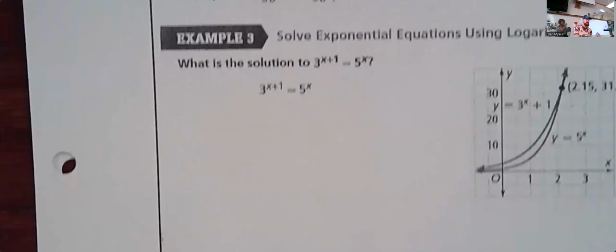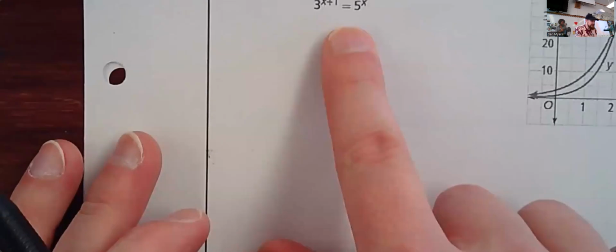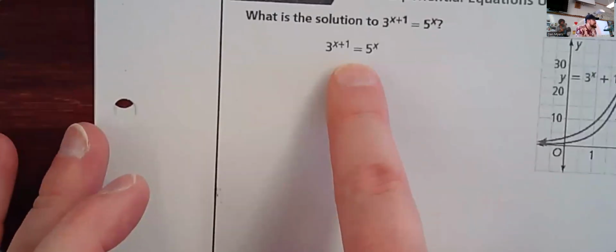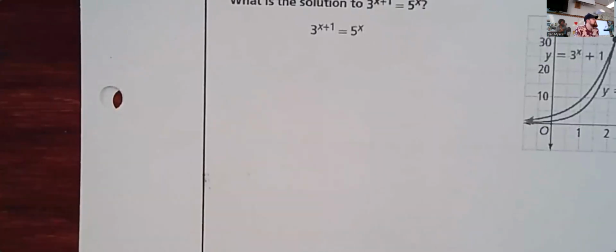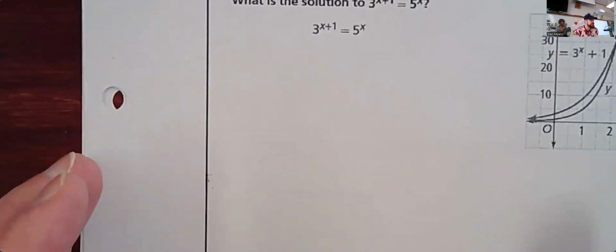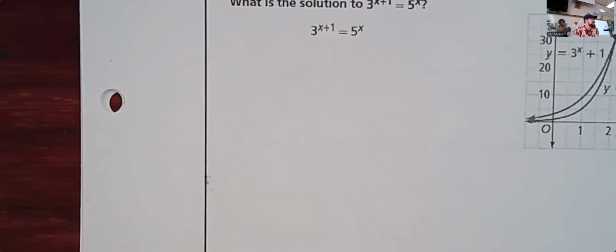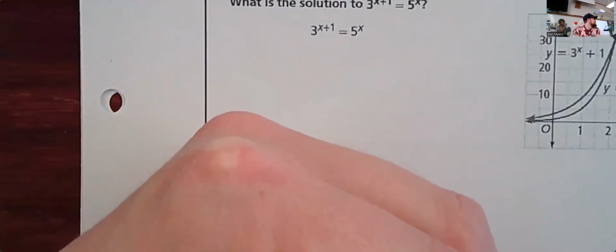So here we go. Rewrite this in logarithmic form. What is it going to look like? And let's use log base 10. So what should we write for our equation to get this going? Somebody tell me what it's going to look like. So log 3 to the x plus 1 equals log 5 to the x. Good.